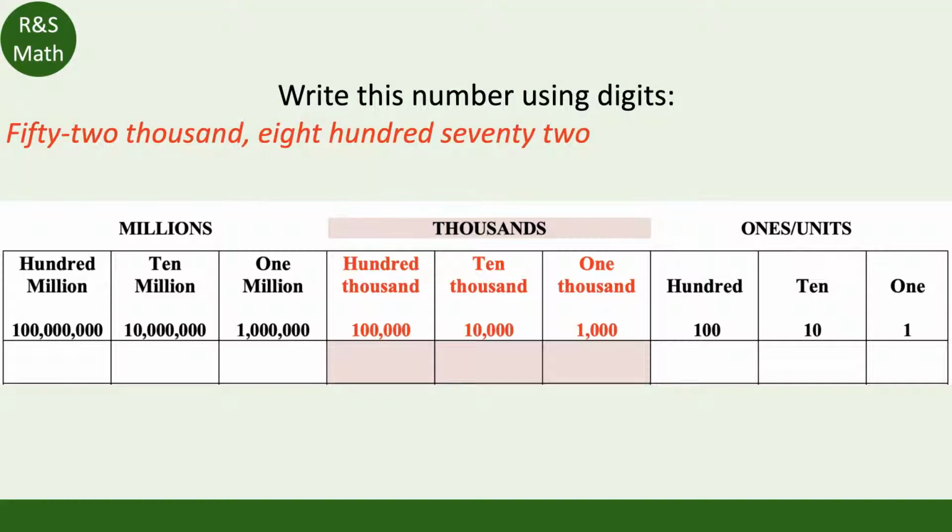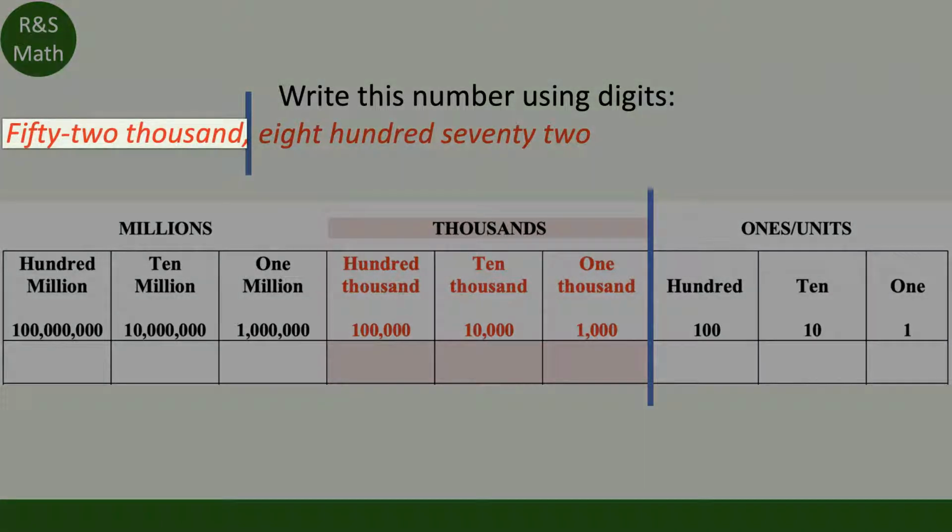Let's do another example, fifty-two thousand, eight hundred seventy-two. Once again, let's separate the word form into parts by drawing a vertical line after each group name. In this case, we only have one group name, so we will draw only one vertical line. The phrase 52,000 tells us that we must write the number 52 in the thousands group. But where shall we write it within the group? There are 2 possible ways.